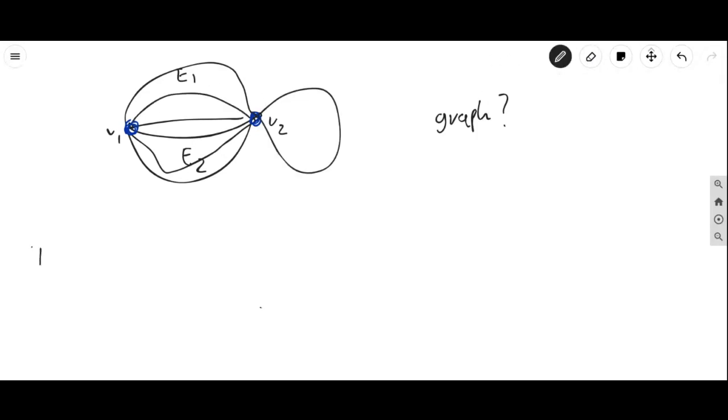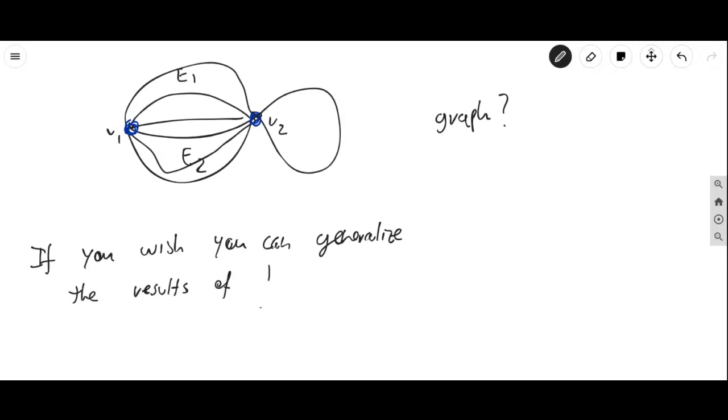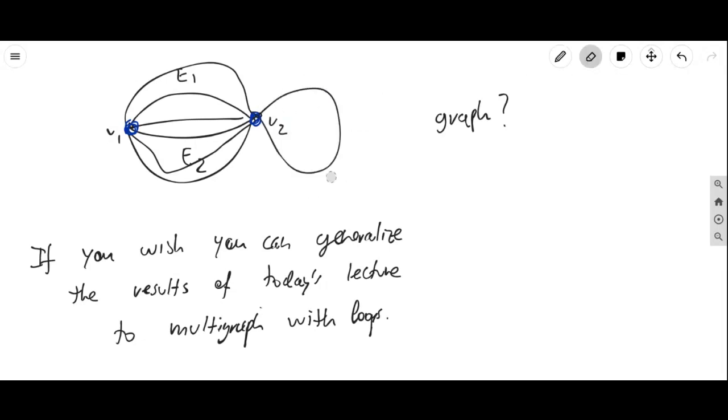So if you wish, you can generalize the results of today's lecture to multigraphs. So this is the one that can have multiple edges with loops. So you can have like a self edge, like the one that returns back to itself. So you can do that. So this is what we call a graph. So you can either use the definition that we gave at first, or you can think of this more general type of a graph. And so this is a graph.